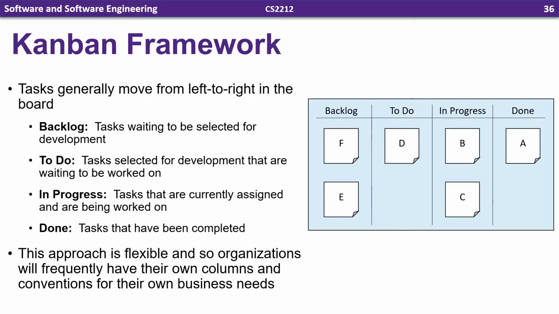So here we see a little bit more of a simplified version of Kanban. It is up to teams to adapt this, as always, so they might have different categories. So in this variant, the backlog is tasks waiting to be selected for development. To do would be tasks selected for development that are waiting to be worked on. And in progress are tasks that are currently assigned and are being worked on. Done are tasks that have been completed. And like I said, each organization has its own needs and goals, so they are going to have their own sort of categories and columns on this board.